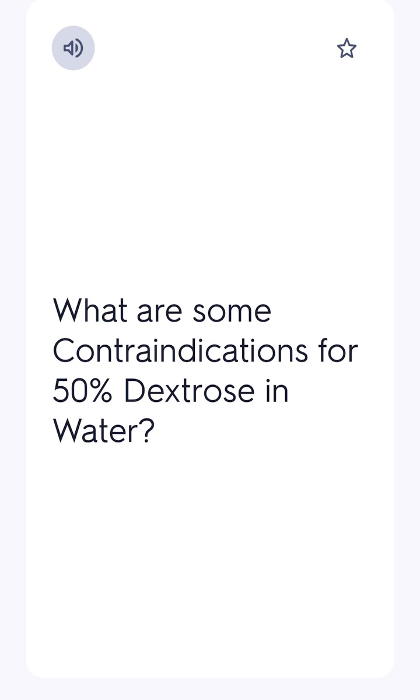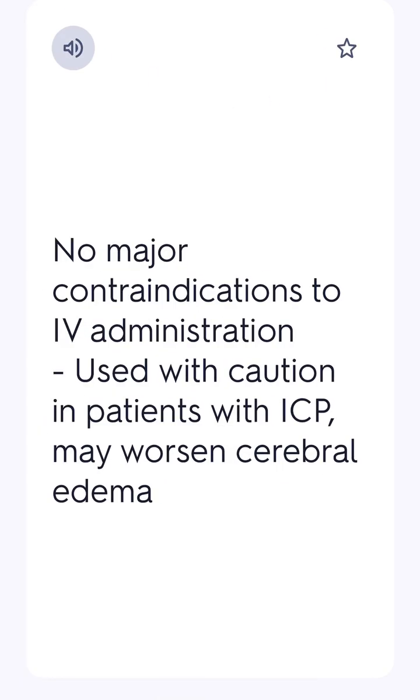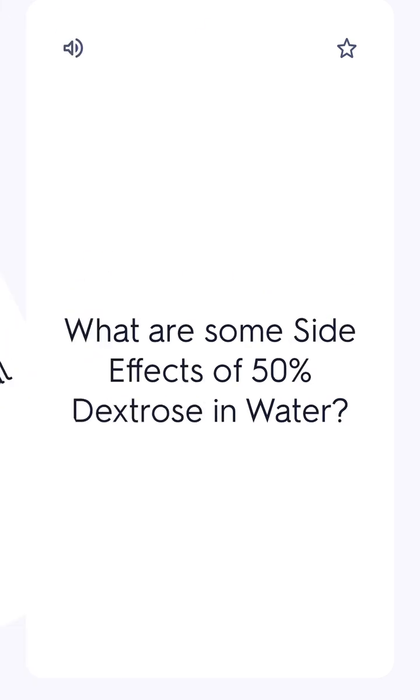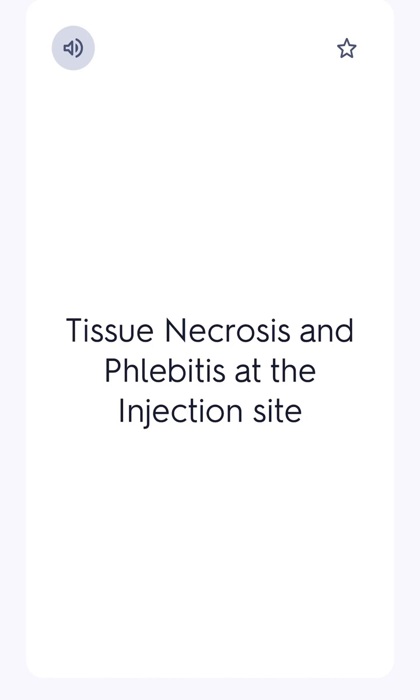What are some contraindications for 50% dextrose in water? No major contraindications to IV administration. Use with caution in patients with ICP, may worsen cerebral edema. What are some side effects of 50% dextrose in water? Tissue necrosis and phlebitis at the injection site.